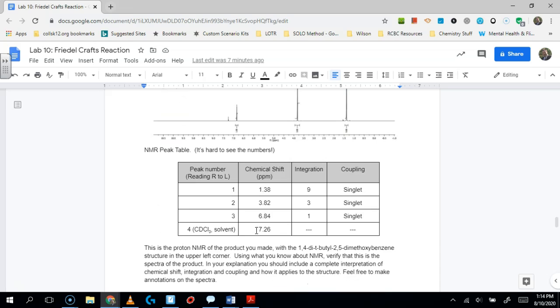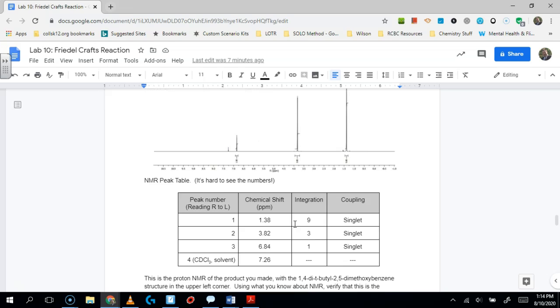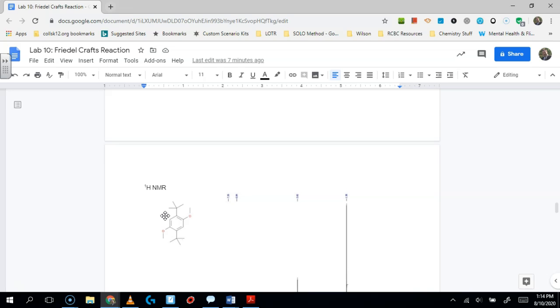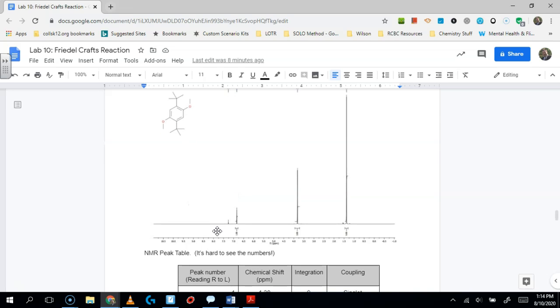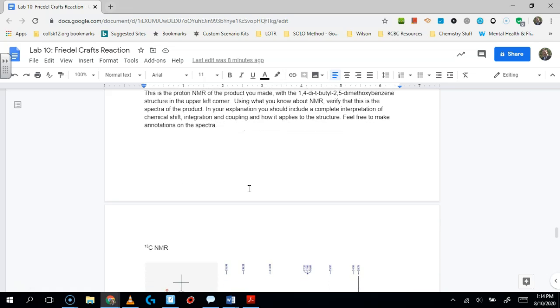You're going to do a complete interpretation of this NMR, and when you do, you just want to make sure that it either supports or doesn't support that you made the product that you made, or that you made the di-tert-butyl 2,5-dimethoxybenzene, okay.